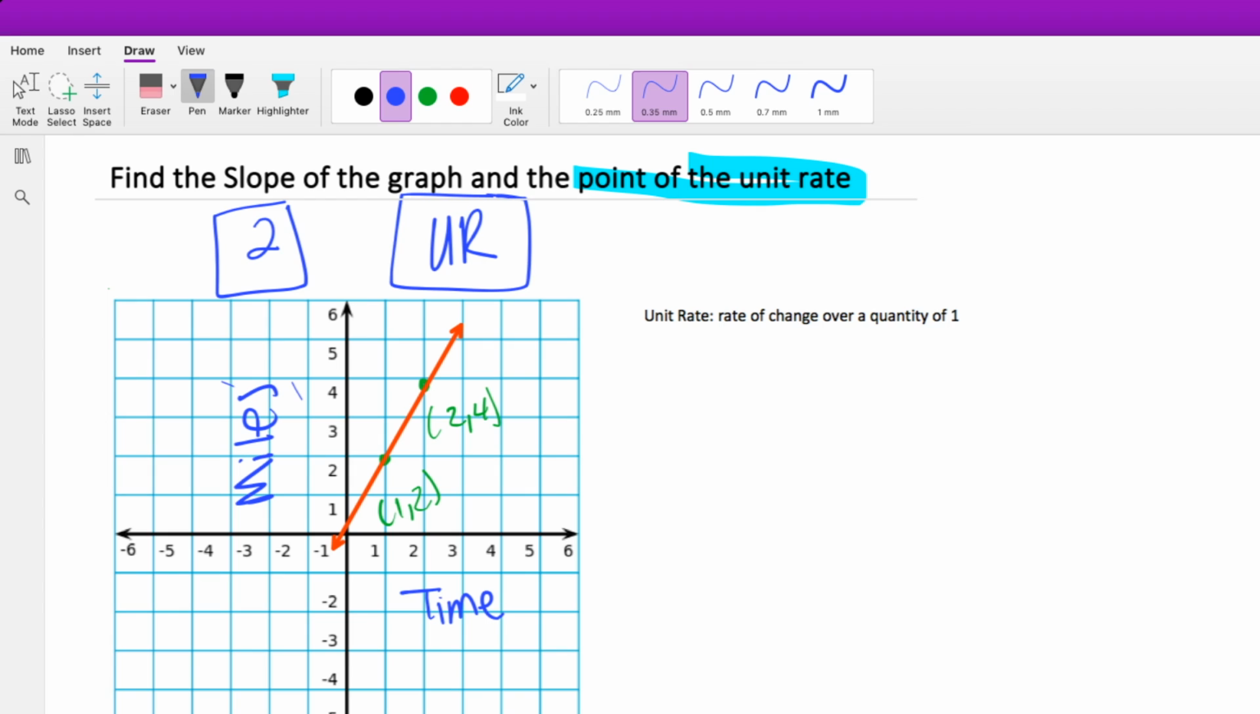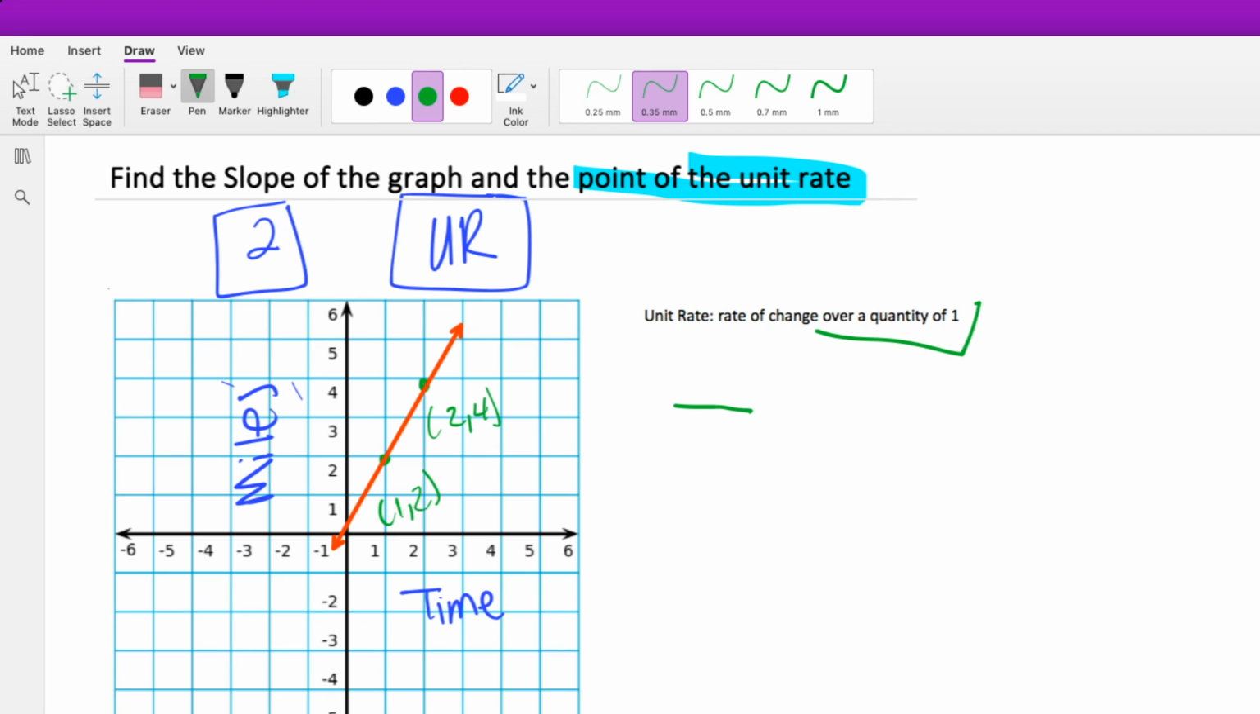What is this unit rate thing that we're talking about? It says rate of change over a quantity of 1. Now, to me, that makes absolutely no sense whatsoever when I first read it. So if it makes sense to you right away, then congratulations, you're smarter than me or probably than everybody else for that matter. But since I don't think that definition makes much sense, I'm going to explain this to us. And it's funny because that's the definition in my own words. So anyway, over a quantity of 1.